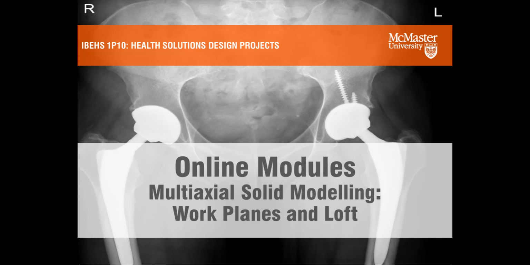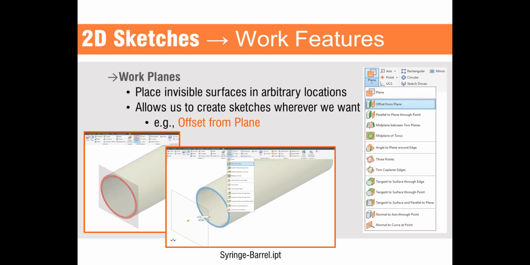Hey everyone, in this video we'll be talking about work planes and how these planes become useful when using the Loft tool. In Inventor, we are able to create new planes in arbitrary locations that are not the given origin planes. This allows us to create a new sketch wherever we want. For example, we can create a plane that is offset from an existing plane. This can be helpful when using the Loft tool, which we will also go over in this video.